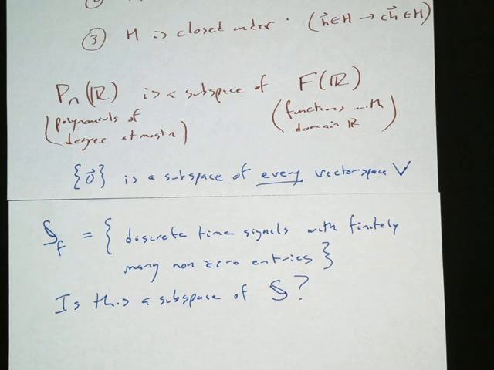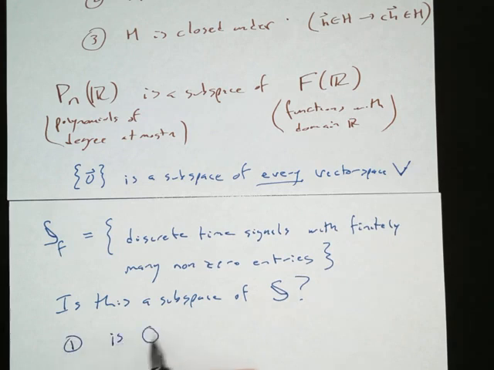Okay, I need to check three things. What are the three things I need to check? If it's 0 times your vector, is it still 0? Not quite. That was the corollary. What's the theorem about being a subspace? The zero vector is part of it. The zero vector is part of this. So let's start with that. 1. Is the zero signal in SF?